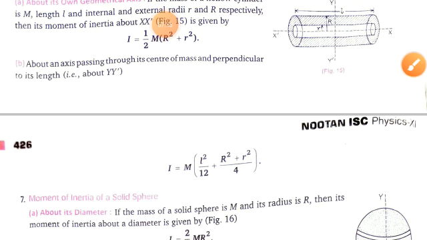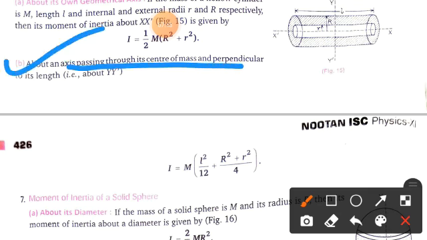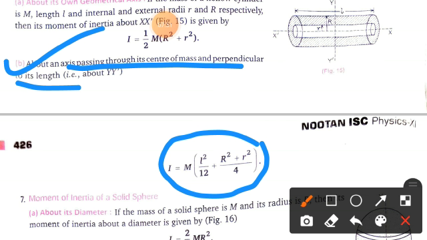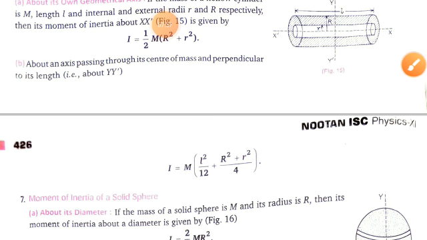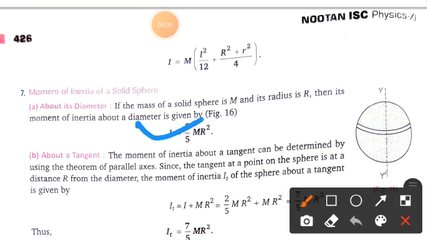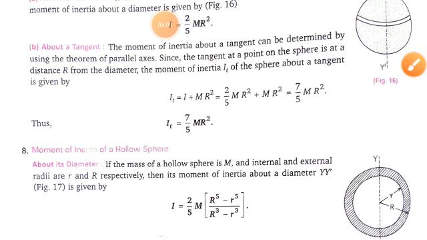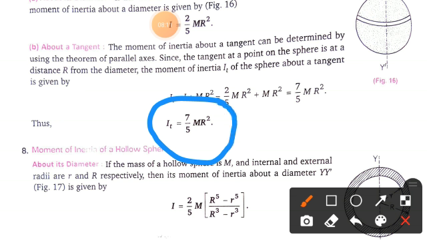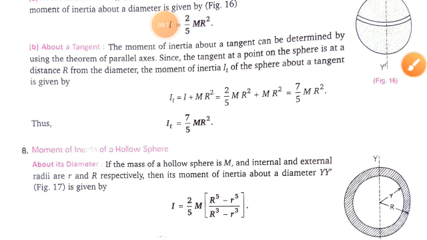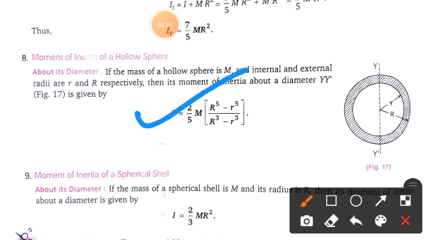Clear? There is another case in the cylinder, an axis passing through its center and perpendicular to its length. Then moment of inertia is I equals M (L square by 12 plus (R square plus small r square) by 4). Same thing given here. Moment of inertia of a solid sphere, you can also remember this: I equals 2 by 5 MR square. And if we measure the inertia about its tangent like this, then its moment of inertia equals 7 by 5 MR square. Moment of inertia of a hollow sphere about its diameter, you have to know this formula: 2 by 5 M (R to the power 5 minus small r to the power 5), and the same thing in the denominator.